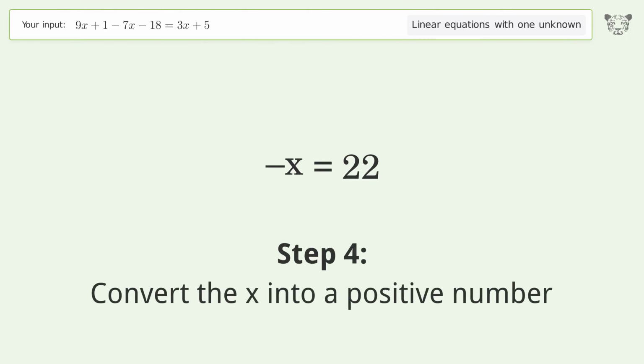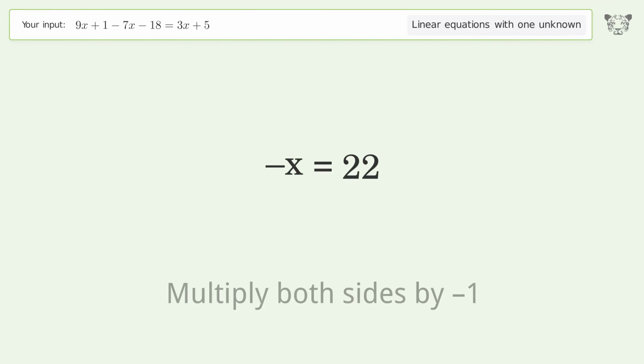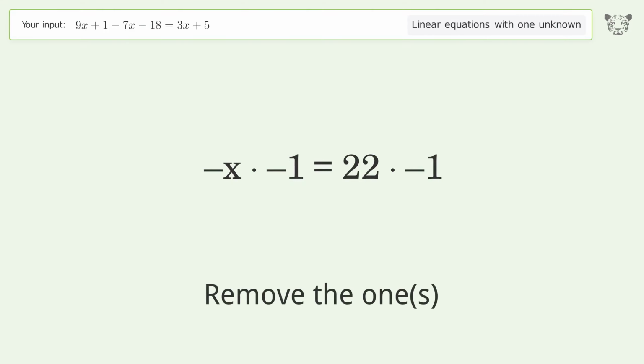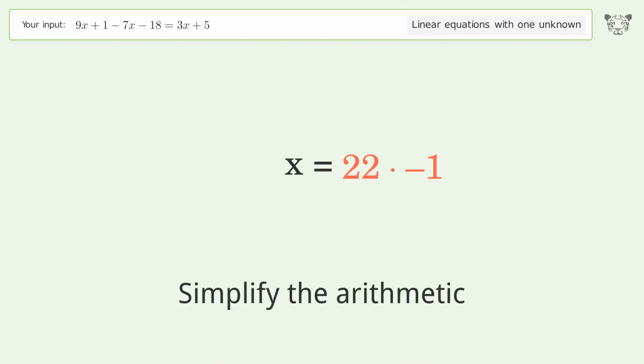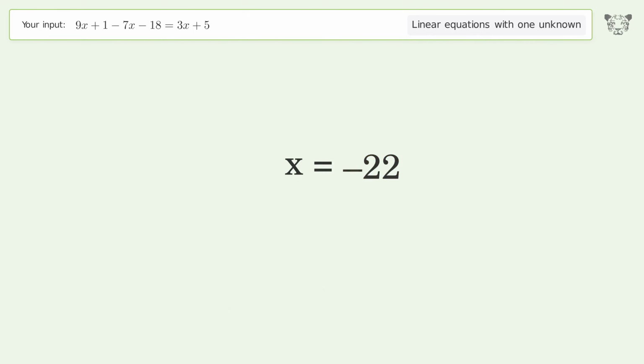Convert the x into a positive number. Multiply both sides by -1. Remove the ones. Simplify the arithmetic. And so the final result is x equals -22.